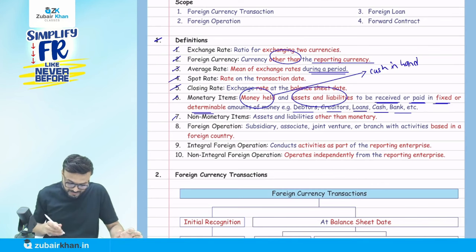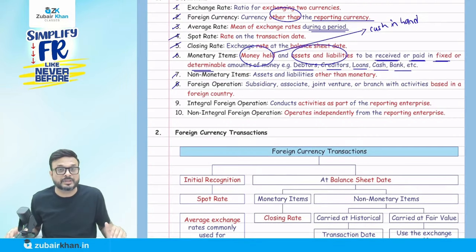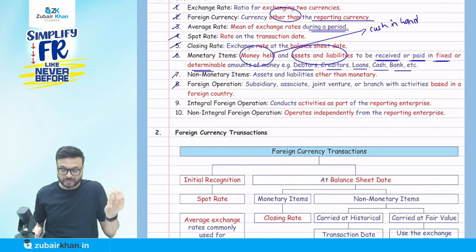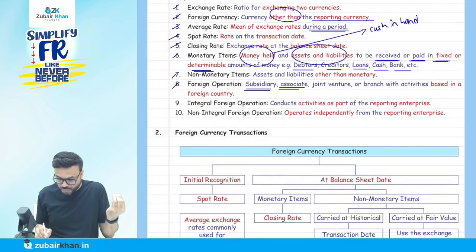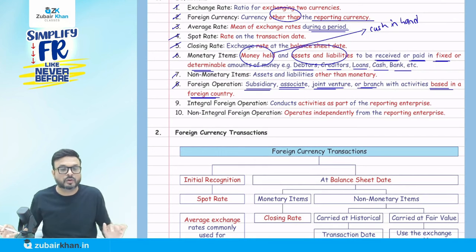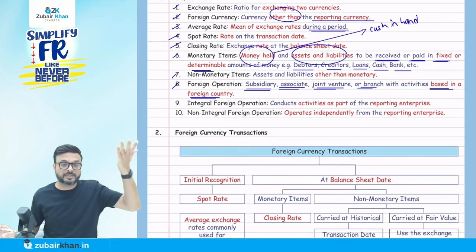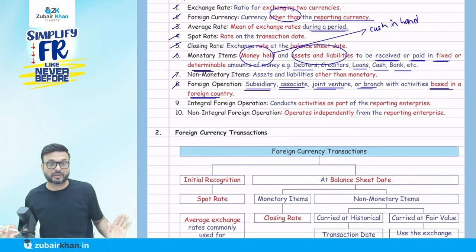Okay. Now it says foreign operation. Foreign operation means we have a certain business there, for example, the branch. So you can say subsidiary, associate, joint venture or branch with activities based in foreign countries. For example, we are in India, now we have a branch in Dubai or we have a branch in New York, outside India. That is the foreign operation. We have certain business in foreign, we call them foreign operation.